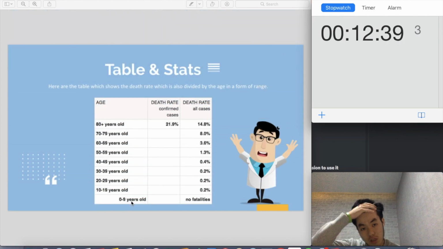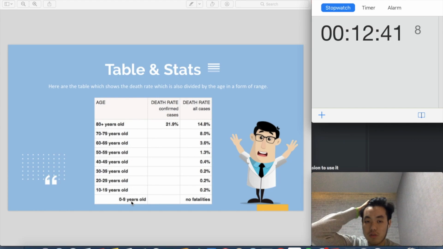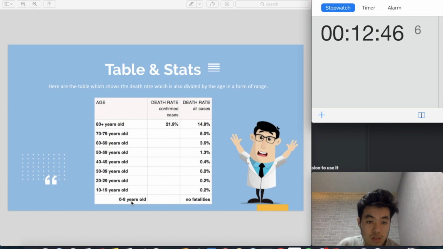So this is the table which shows the death rate, which is also divided by age range. In the age of 80 plus years old, the death rate shows 14.8%. From a range of 70 to 79 years old, the death rate from all cases shows 8%. From 60 to 69 years old, the death rate shows 3.6%. From 50 to 59 years old, the death rate shows 1.3%.